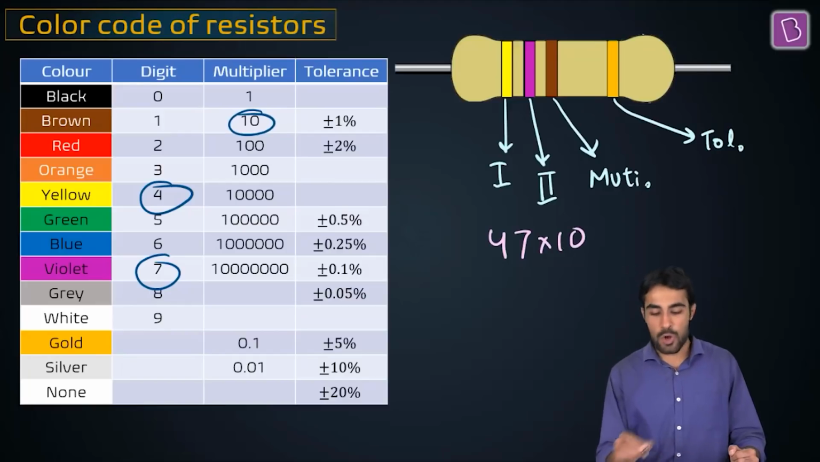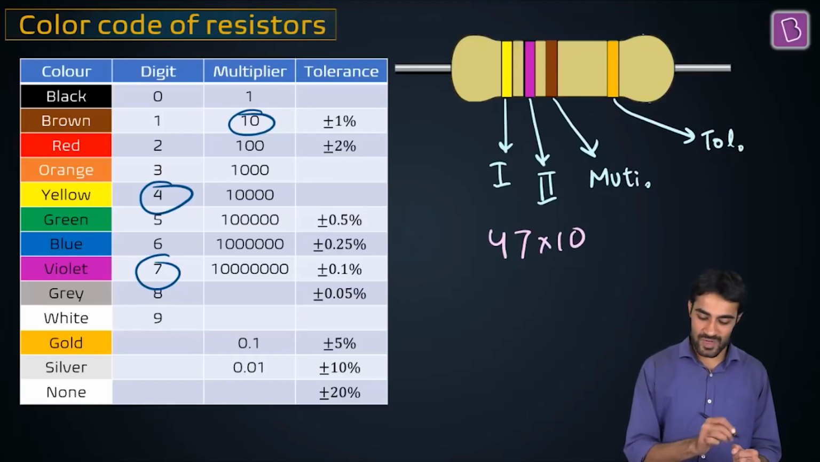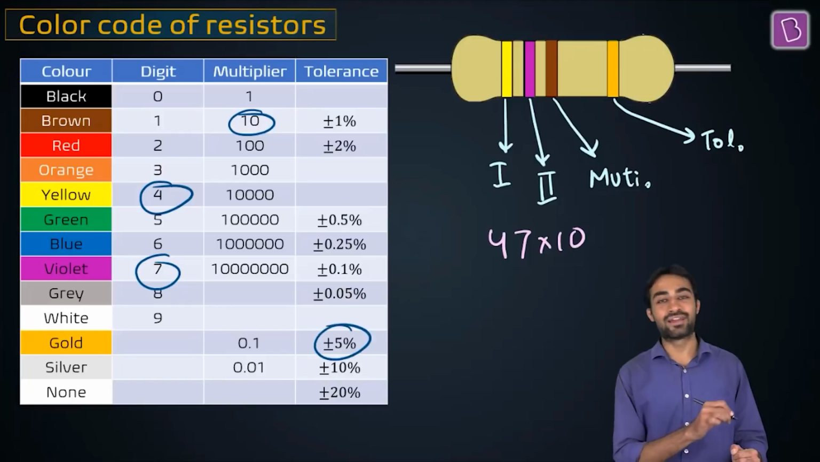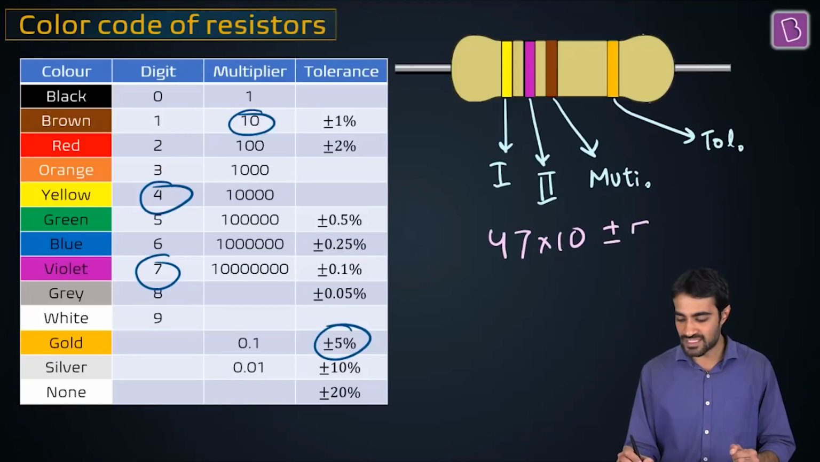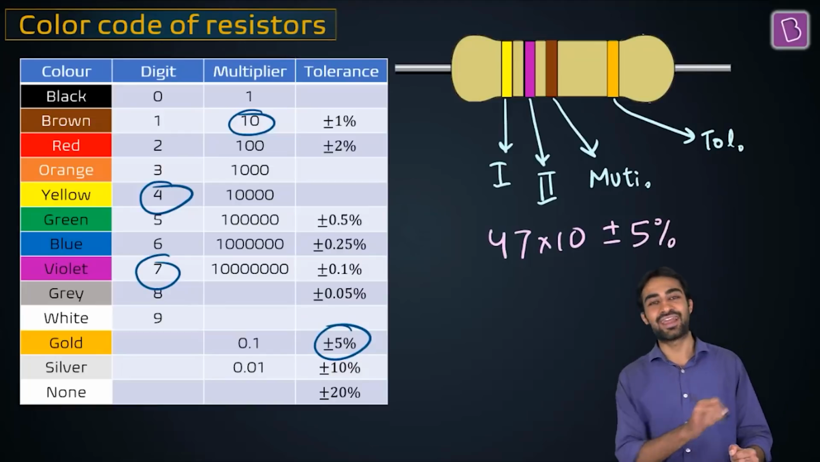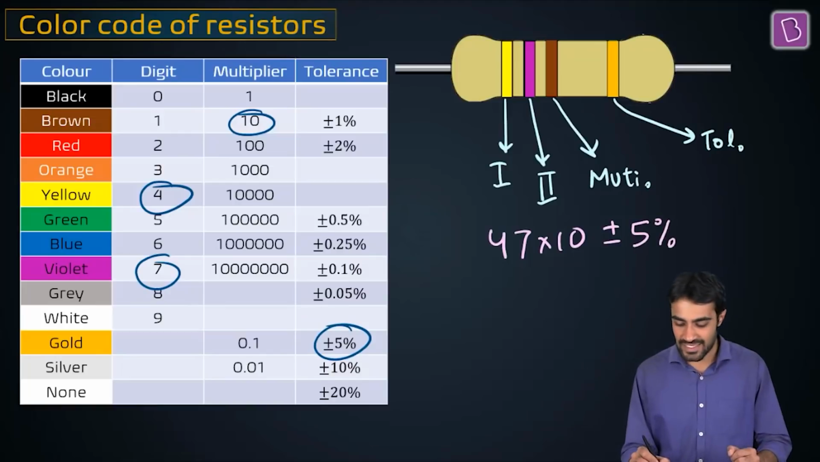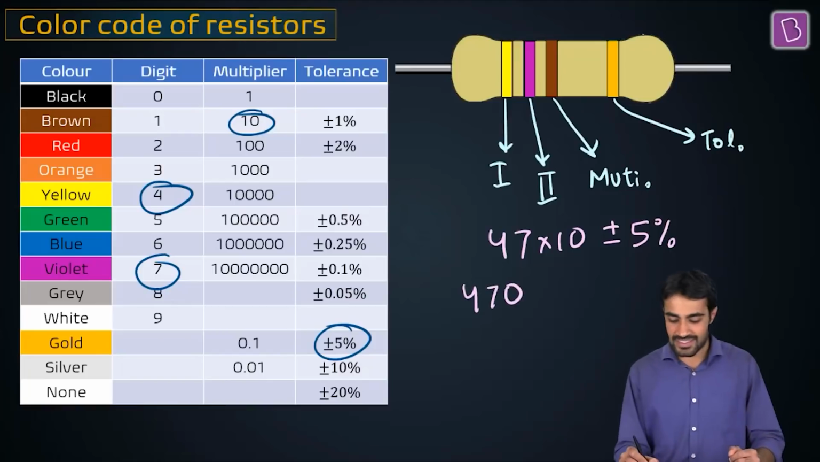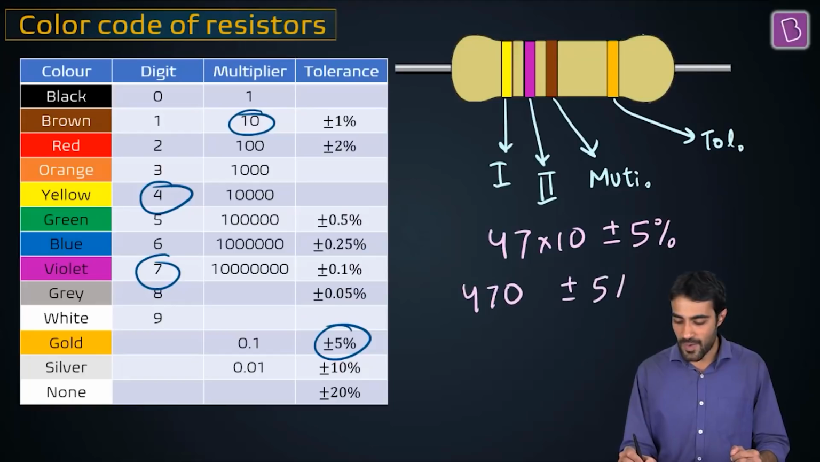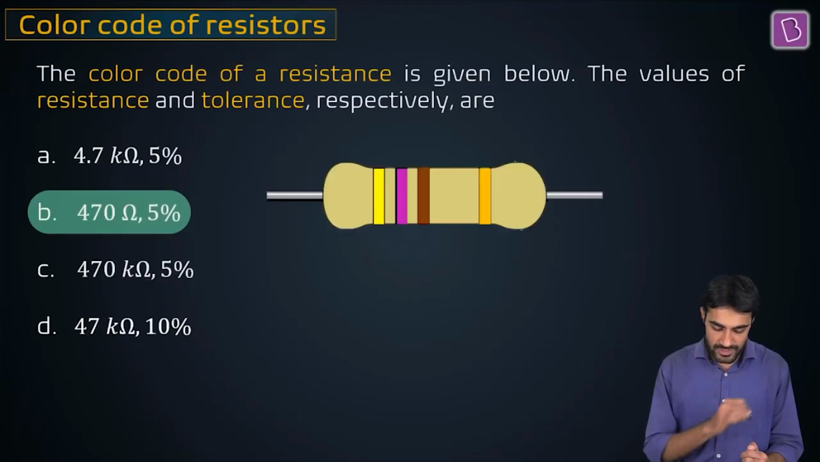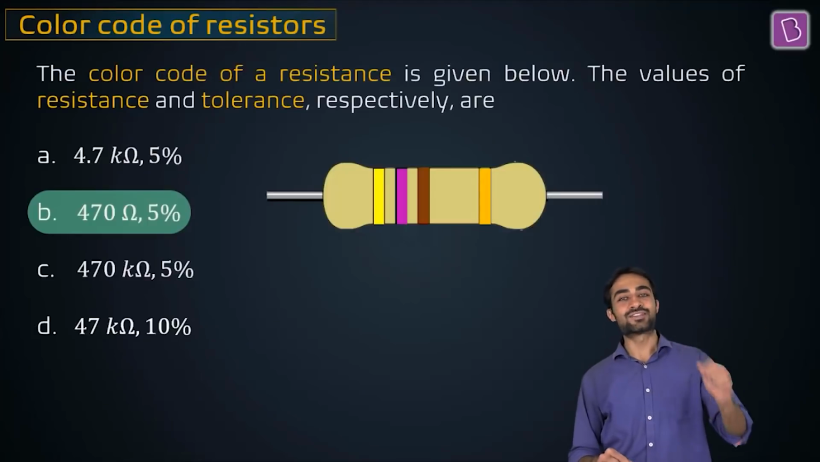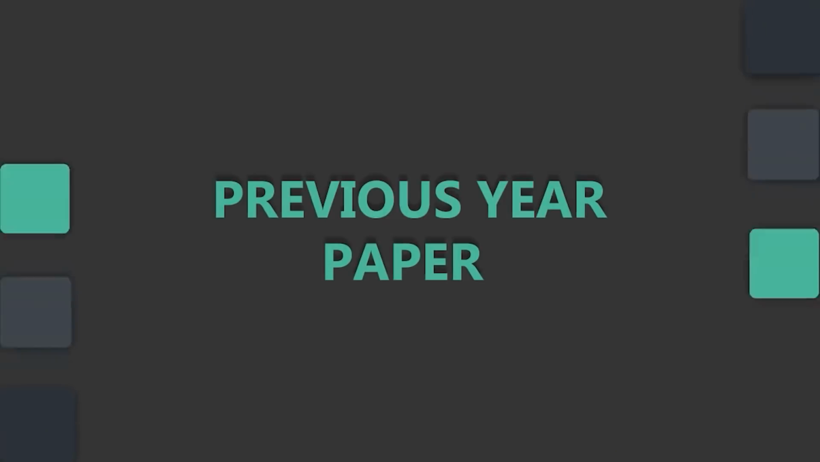Okay. Now tolerance. So tolerance is golden in color. So we have plus minus 5. So we will write plus minus 5%. Okay. So our resistance is 470 and the tolerance is 5%. Okay. So we can go now and mark option B as the right answer for this question.